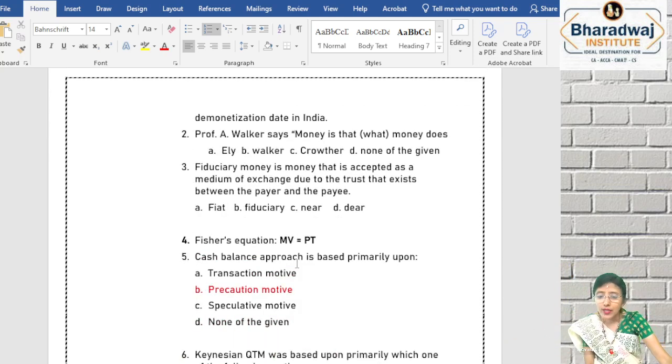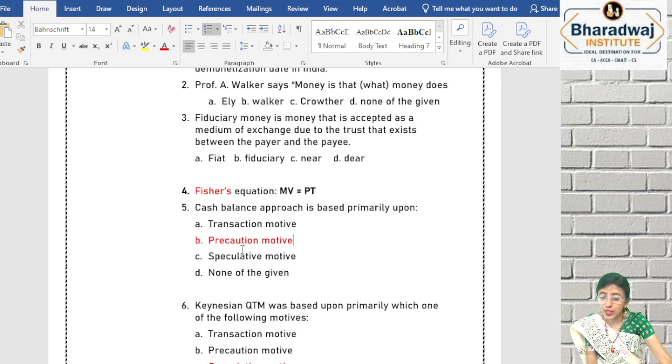Okay. Fisher's equation. Did you choose the correct answer, Fisher? Some people would have chosen wrongly, like cash balance and all. It is Fisher. Cash balance approach is primarily based upon the precautionary motive. Cash transaction is the transaction motive. Cash balance, you remember money on wings, money on sittings. Those who attended the class will know.